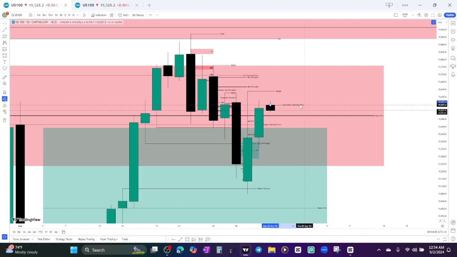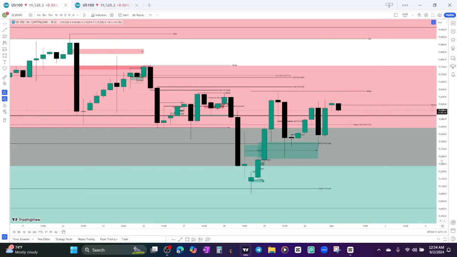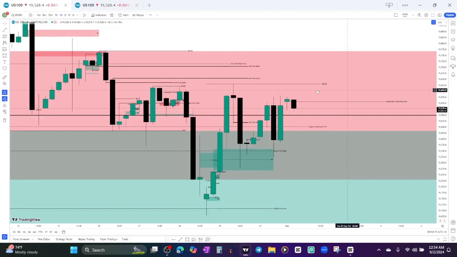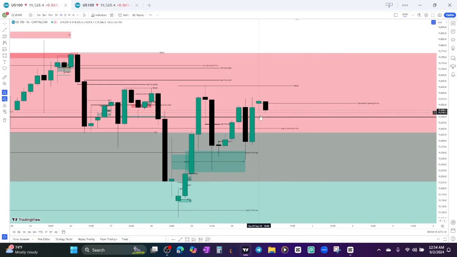Going down to the 4 hour. Here on the 4 hour, from Friday to Sunday, we have a new week opening gap here, and we're currently filling that in as we speak. Not too much here. Bouncing off of this 4 hour bullish order block, this 4 hour bullish fair value gap, as well as the daily fair value gap high.